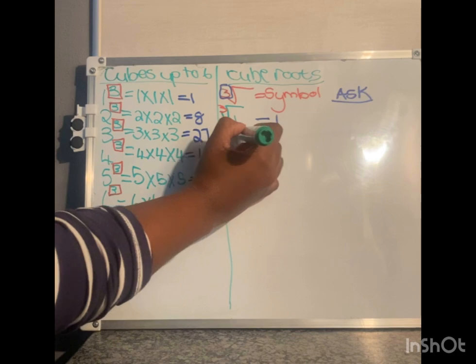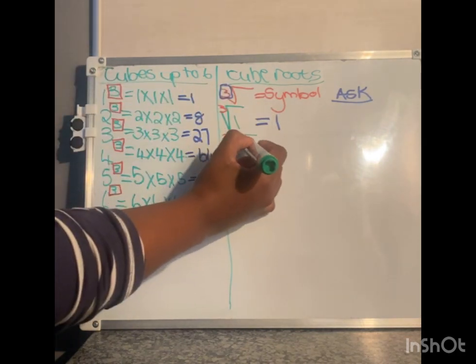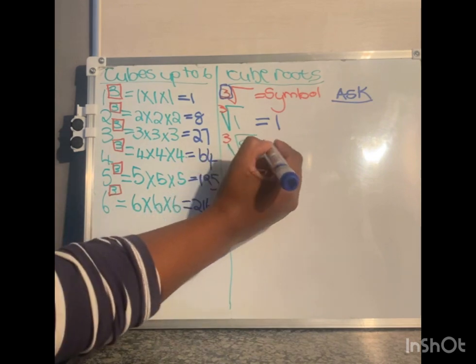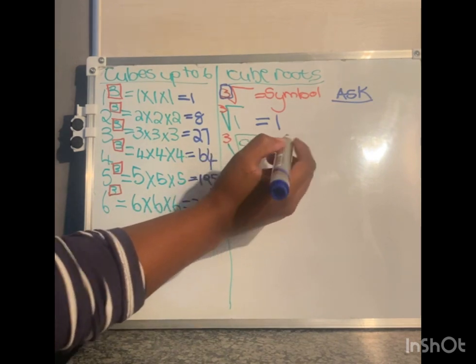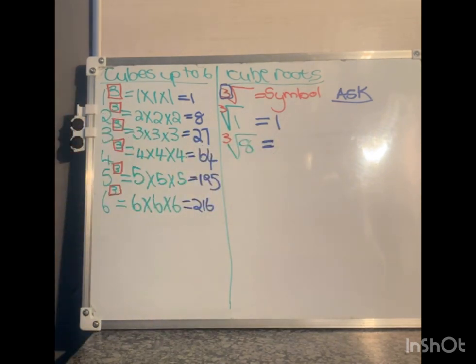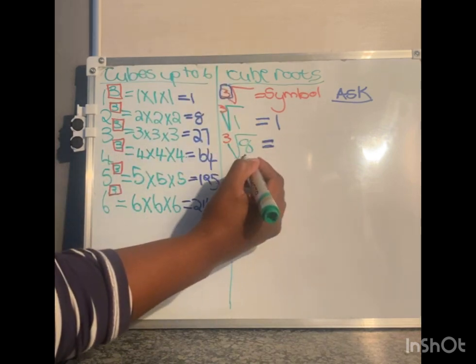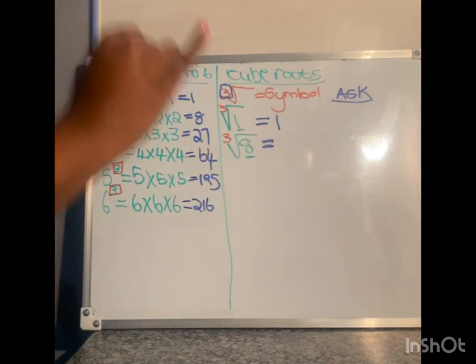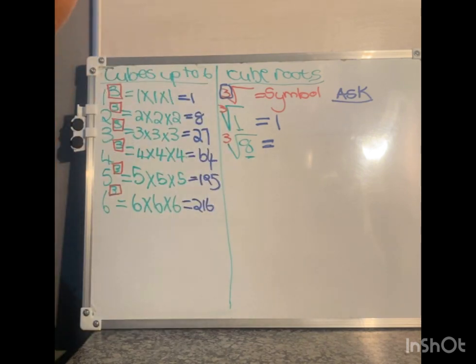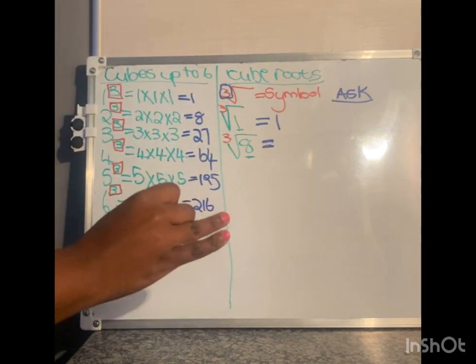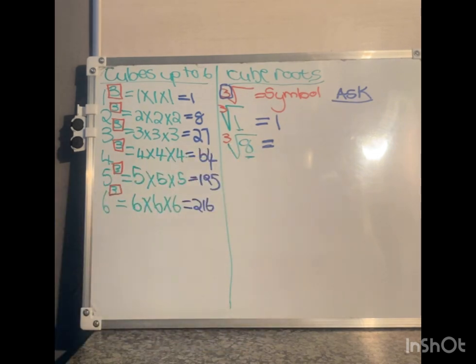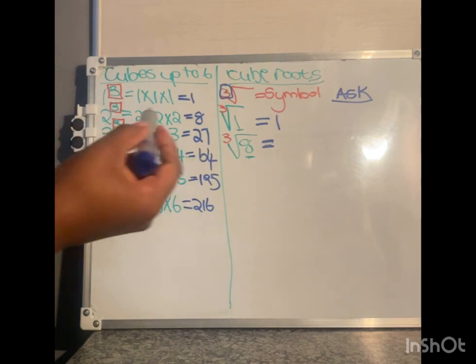you ask yourself again, what number multiplies itself and itself again to give you the base of your cube root, to give you this number? What number multiplied by itself and by itself again is going to give you 8? What number is that? That number is going to be 2.